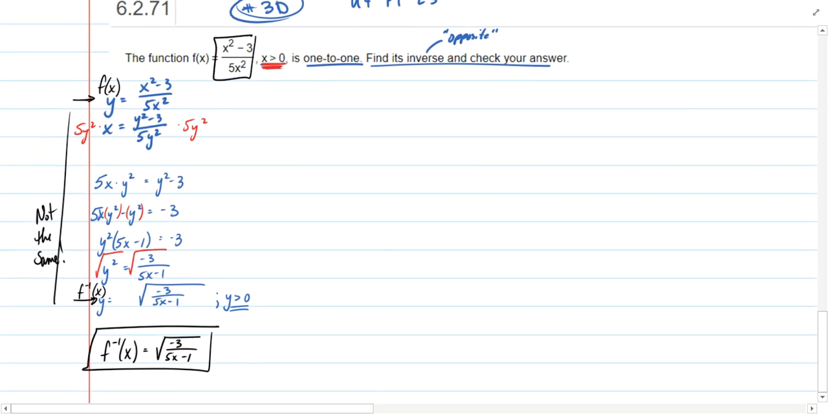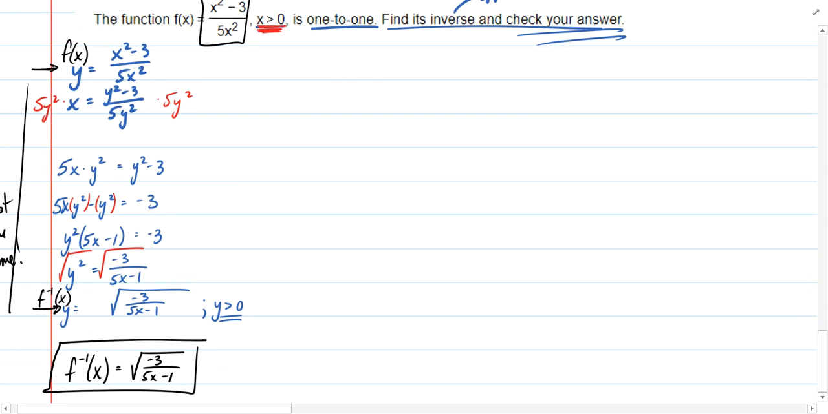Now the process to check this answer is a bit lengthy, and I'm not going to complete that in this video, but I'll remind you that in order to check your answer, you must compose the function and its inverse in both directions. So compose f with f inverse and do the math to simplify that expression, and your goal is to see that it ends up equaling x.